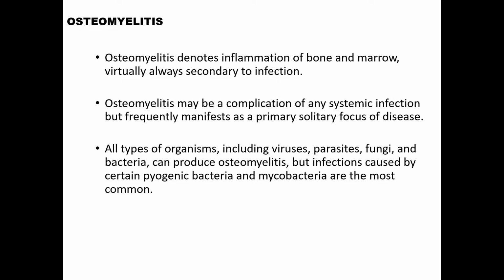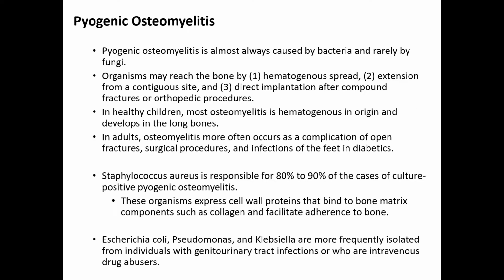Osteomyelitis could be a complication of any systemic infection, but most frequently it manifests as a primary solitary focus of disease. So it could be secondary or it could be primary. All types of organisms, including viruses, parasites, fungi, and bacteria, can produce osteomyelitis, but the infection caused by certain pathogenic bacteria and mycobacteria are the most common. The pathogenic osteomyelitis usually is almost always caused by bacteria and rarely by fungi.